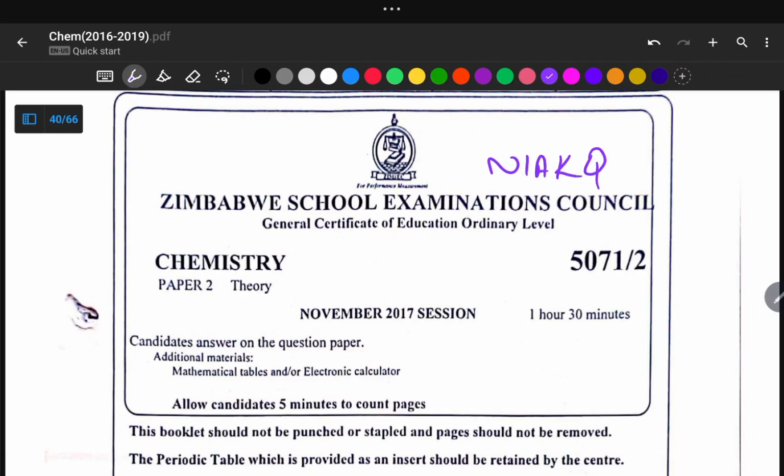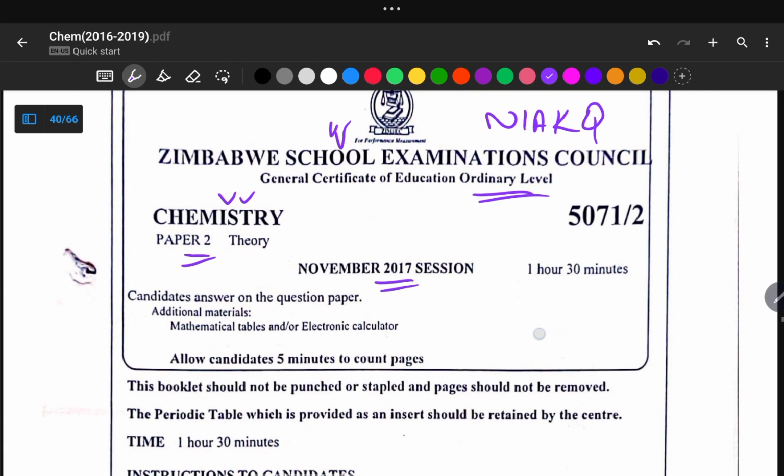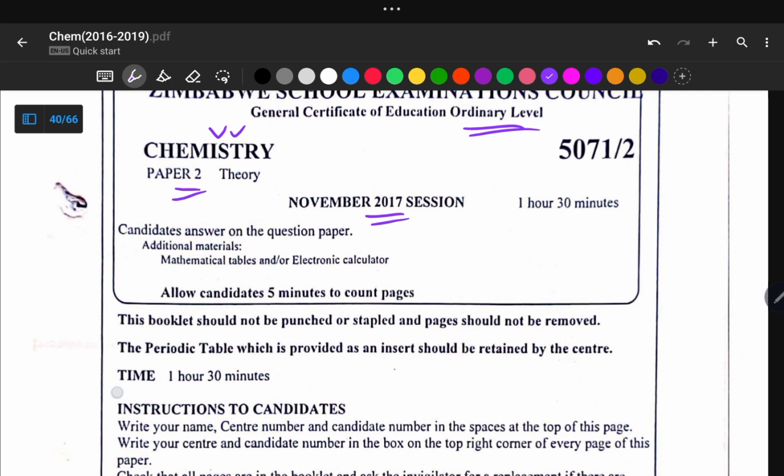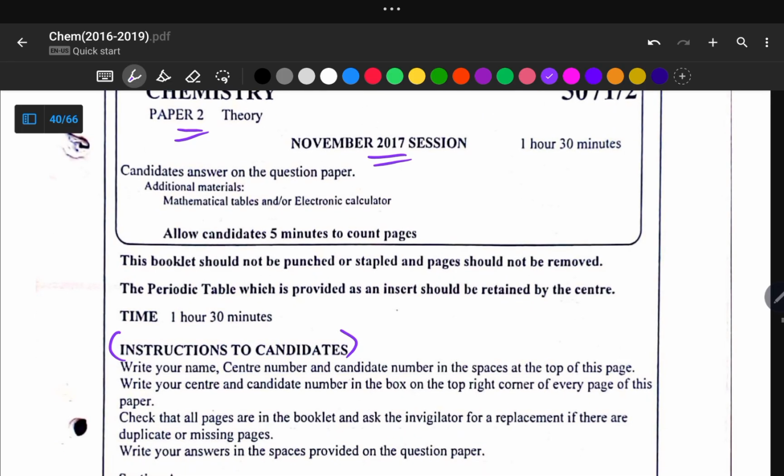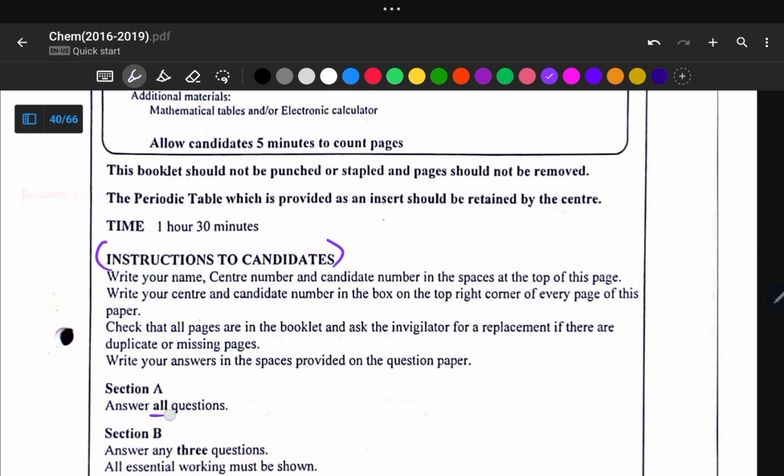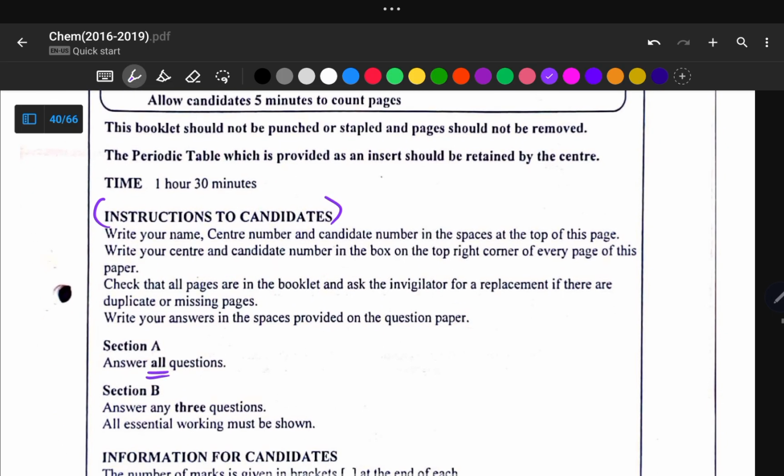So today we are going to revise the November 2017 chemistry paper, paper 2 from the Zimsec exam board. This is A-level chemistry, and if you're doing Zimsec, you need to pay attention to these instructions to the candidates. For section A, we are required to answer all the questions, and for section B, we are only required to answer any 3 questions, right?